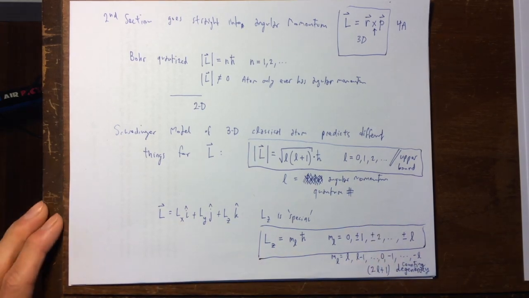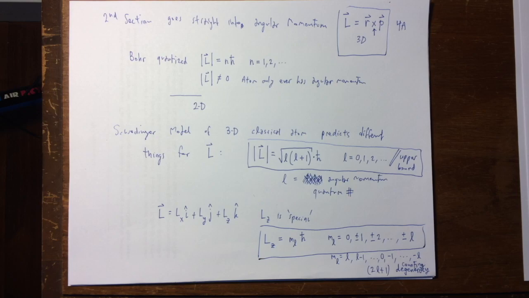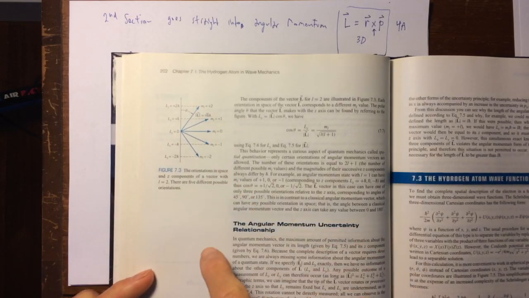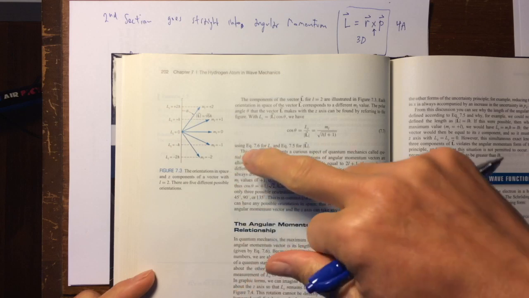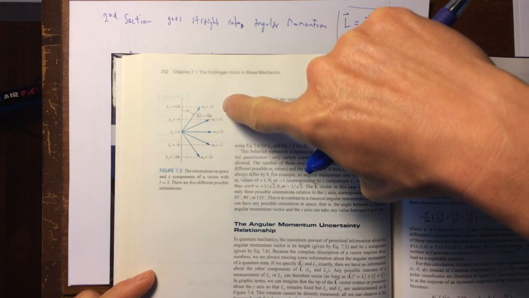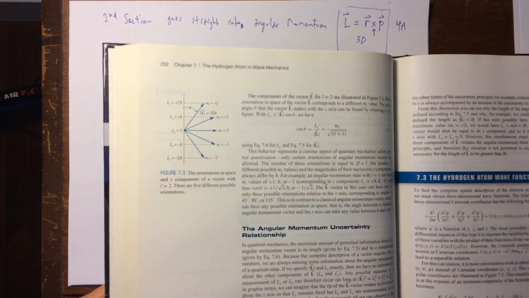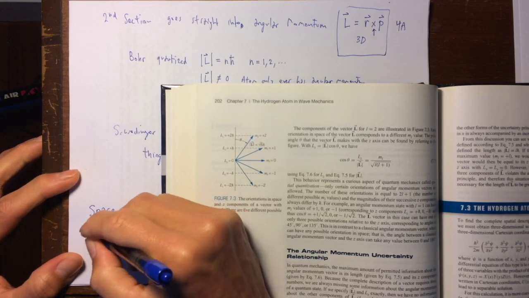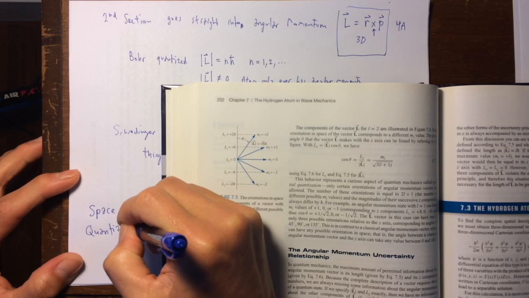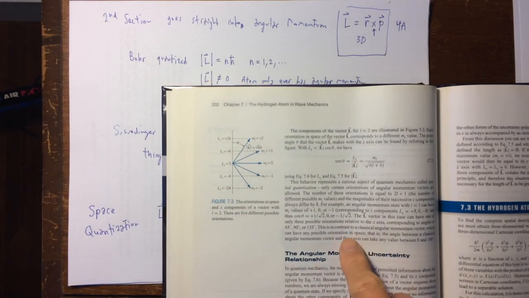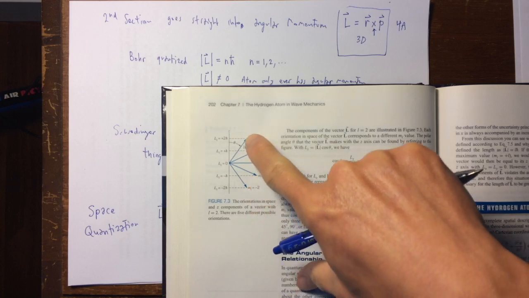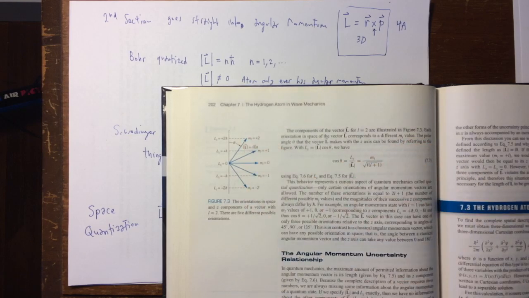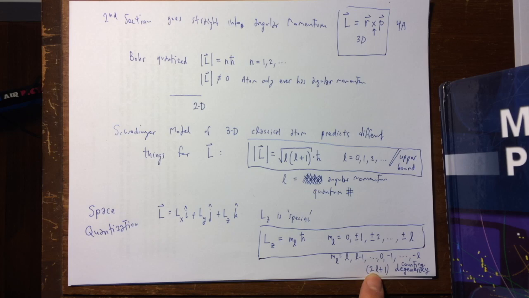So I'm going to put in a plug for you to go read. I'm just going to show you a picture. Here's a page out of your book. There's this really interesting thing right here that describes what is often referred to as space quantization. I'd like you to go and read about why there are these arrows and there's only, for example, five of them. So there's five here related to that number 2L plus 1.